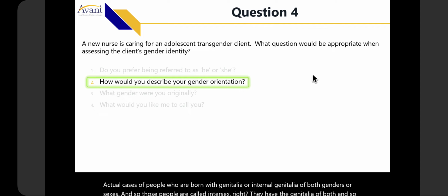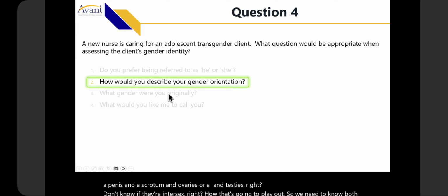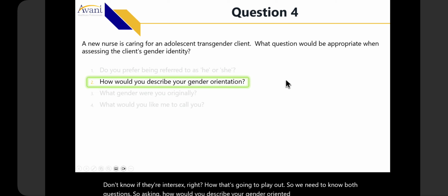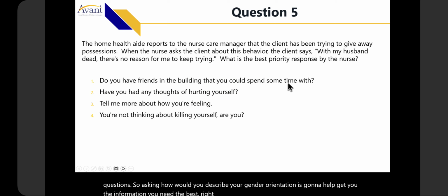And so if they say, well, I was born intersex, but I identify as male, or I was born intersex and I identify as female, right? We need to know that, right? Because this could be a person who has a penis and a scrotum and ovaries, or a vulva and testes, right? We don't know if they're intersex, right? How that's going to play out. So we need to know both questions. So asking, how would you describe your gender orientation, is going to help get you the information you need the best, right? And then you can say, what would you like me to call you? Because then you can get the name they want you to use, right?